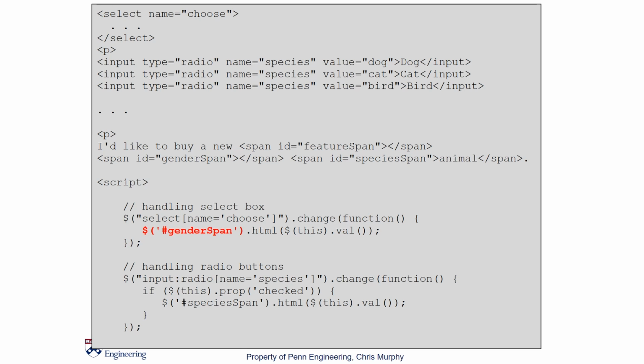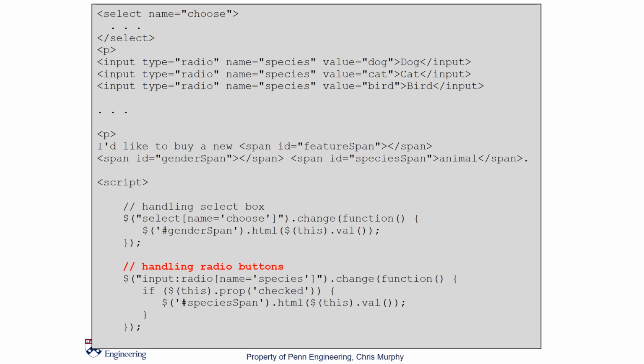It's going to use jQuery to select the element with the ID gender span. That's this span right up here. And it's going to set its HTML to this element's value. Remember, this element is the select box, so it will be set to male or female, and that's what value will be written to the gender span, which is this span here.